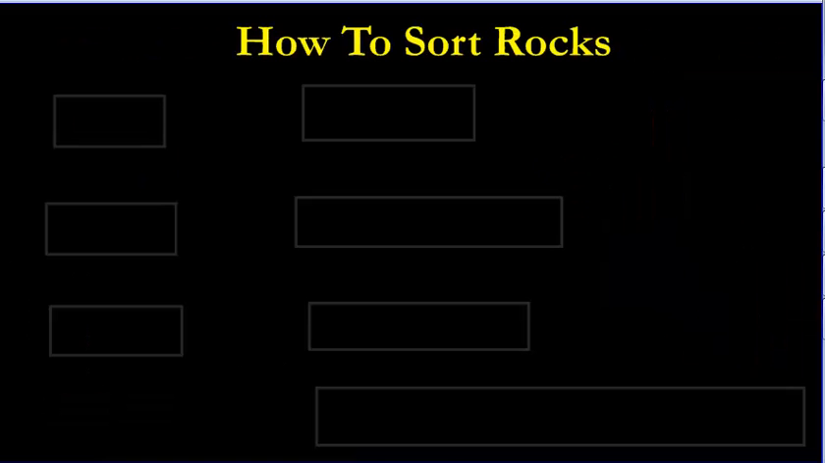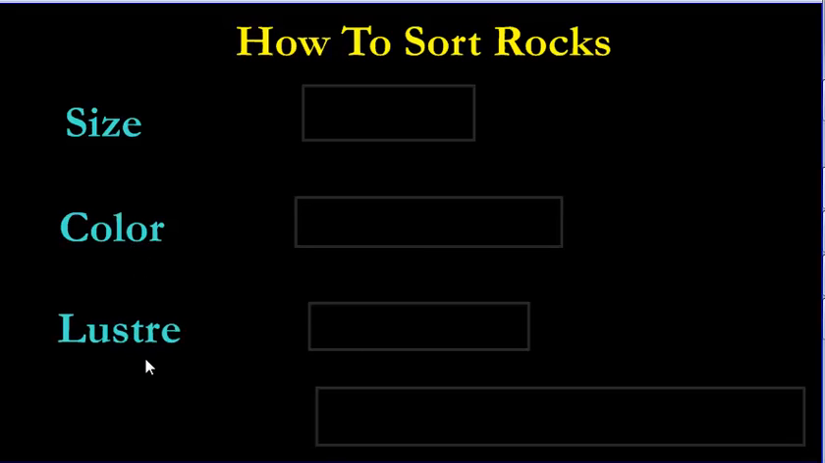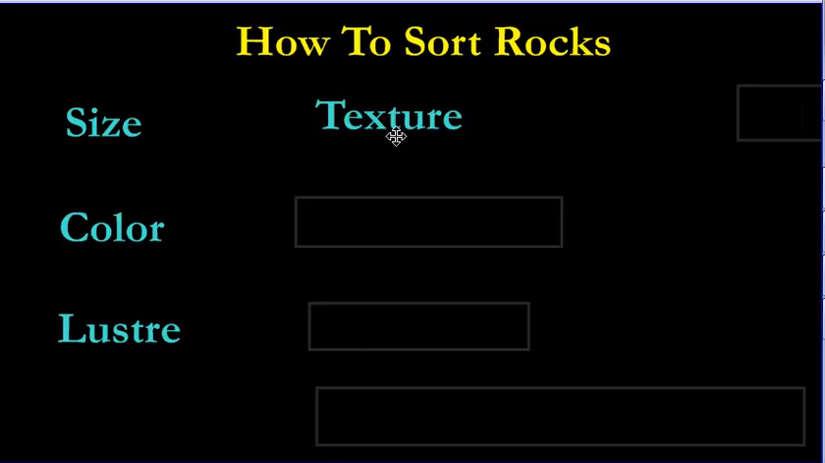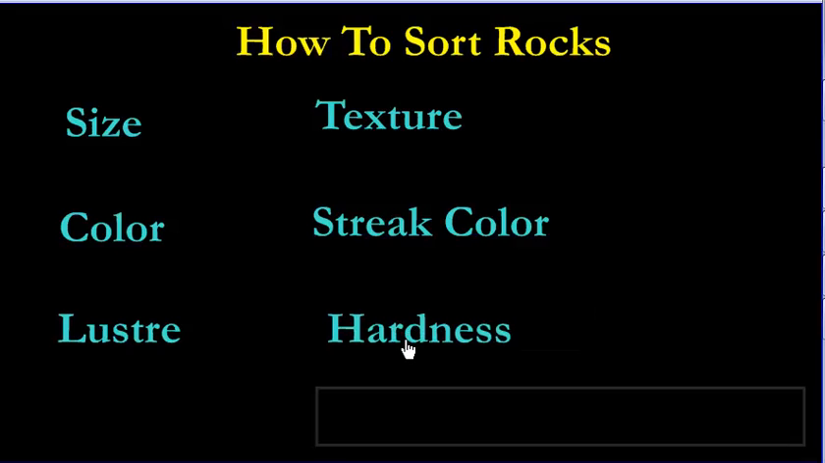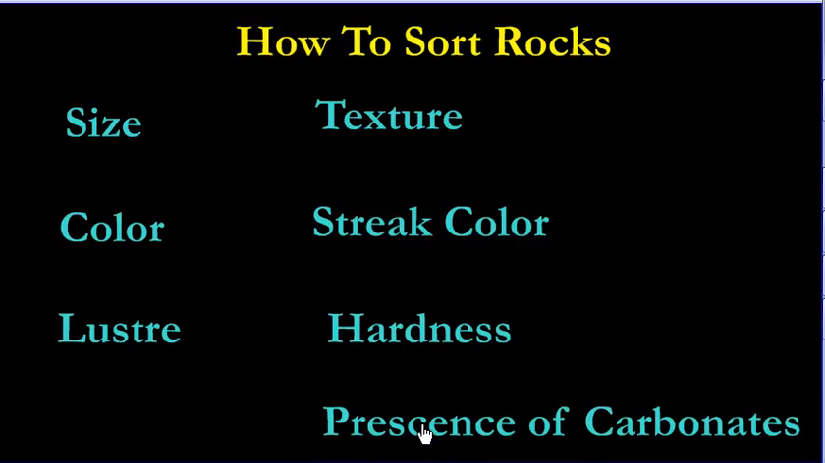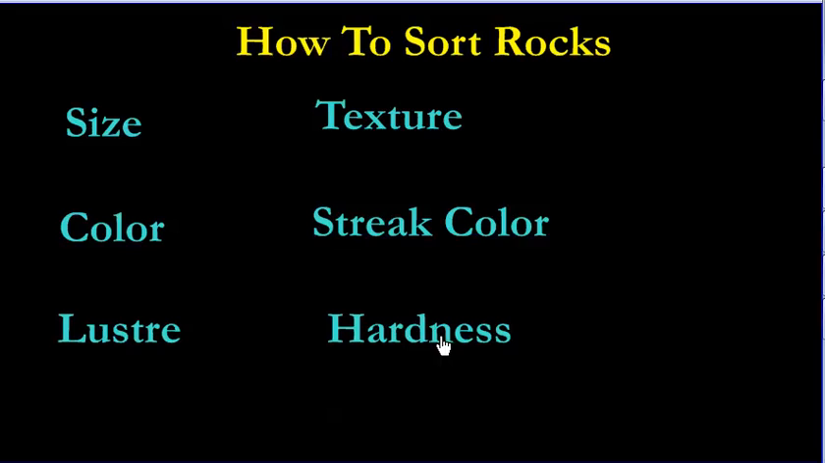Now let's take a look at how to sort rocks. You can do it in many ways. You could sort rocks based on their size, their color, their luster, and we're going to see what that word means in a moment. Also their texture, and the streak color that they make. Remember how you write with chalk on the sidewalk? That's what a streak is. You could take rocks and do that with them and see what color streak they make. You can also put them into groups based on how hard they are and whether or not they have carbonates, and we'll look at that in a future lesson. In fact, we won't look at carbonates or hardness today. There's another lesson dedicated to that, but we will look at these five.